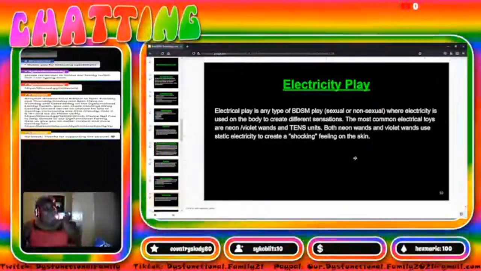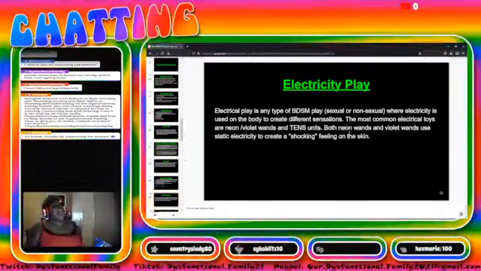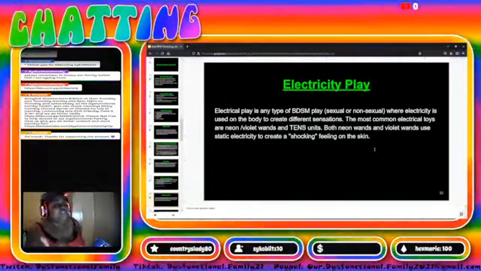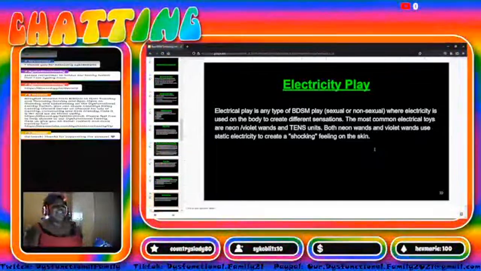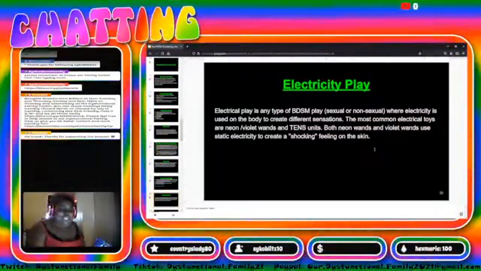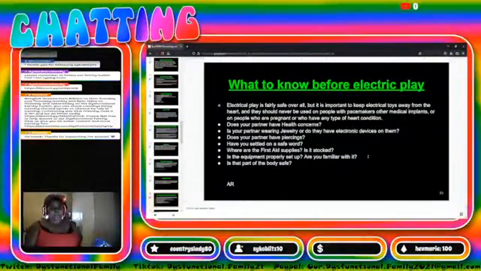Electric play is another type of play where electricity is used on the body to create different sensations. You've got a couple of different options for this. You've got the neon or the violet ones. You've got TENS units. It's anything that can be used for static electricity to create a shocking feeling on the body.